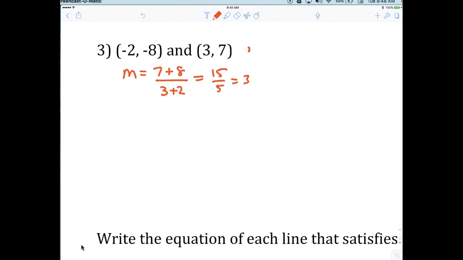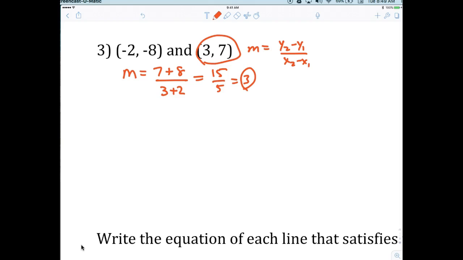Now, if you forgot, m equals y2 minus y1 over x2 minus x1. Does it matter what order? No, I just want to try to make it positive. Connor, you okay? Okay, so now I have the slope. Now I have a slope and a point.